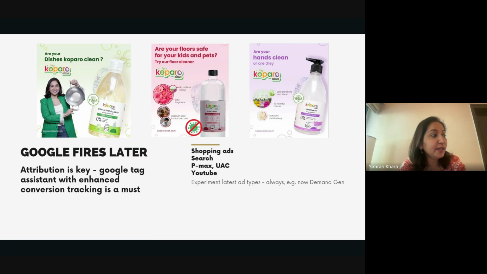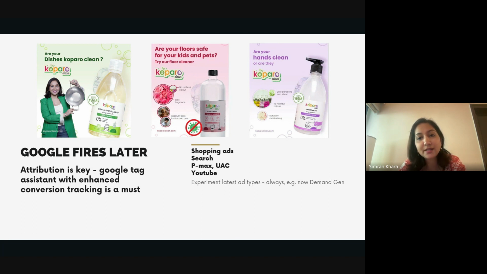So, for example, if SLS free toothpaste is actually a proper keyword on Google, then by all means your shopping ads will fire well, your search ads will fire well. But if that is not really a very big keyword, then it's going to be harder for you to scale that from a shopping ads perspective.